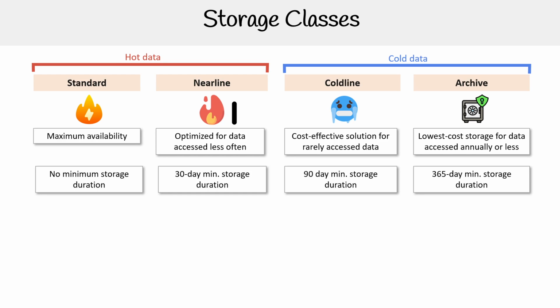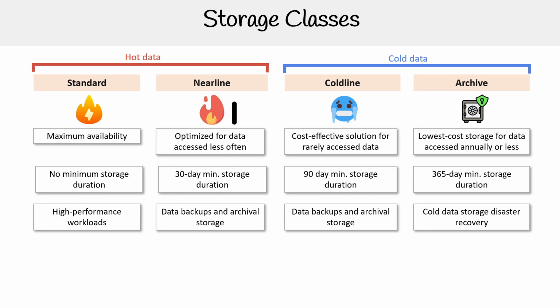In terms of duration, for standard, there's no minimum storage duration. For nearline, it's 30 days minimum. For coldline, it's 90 days. For archive, it's 365 days.